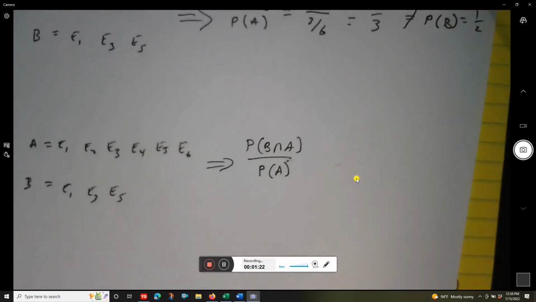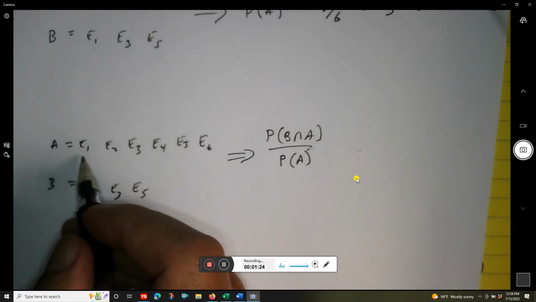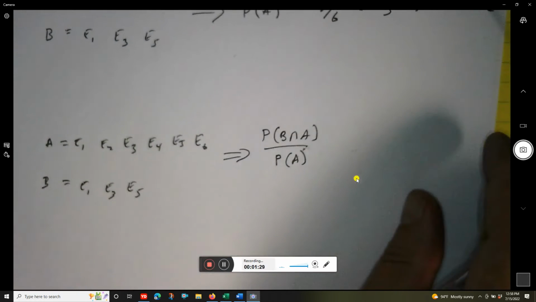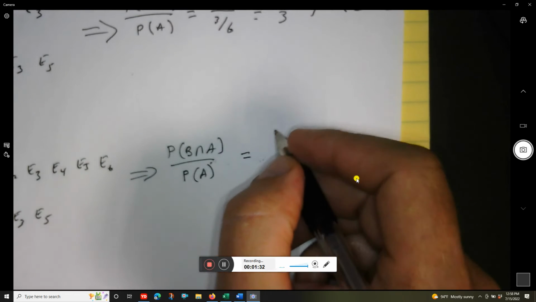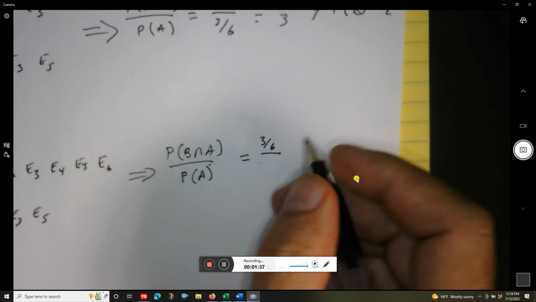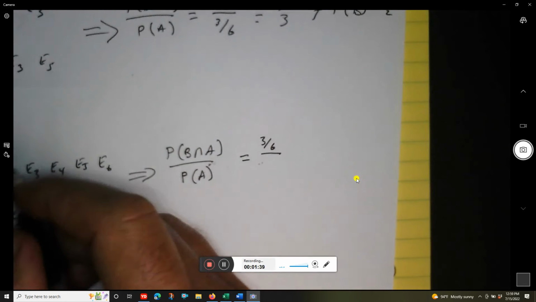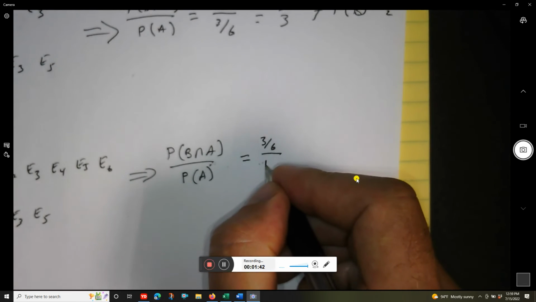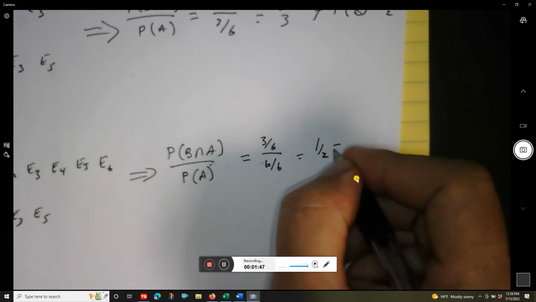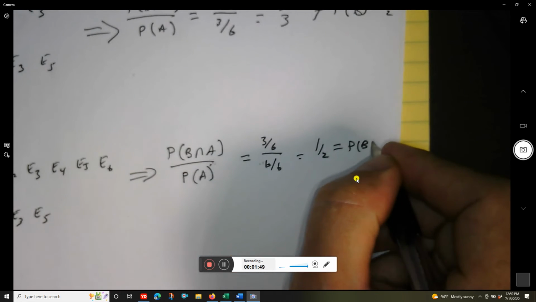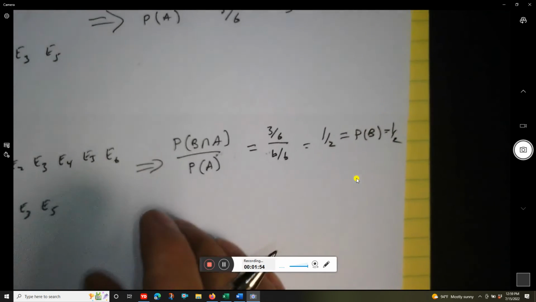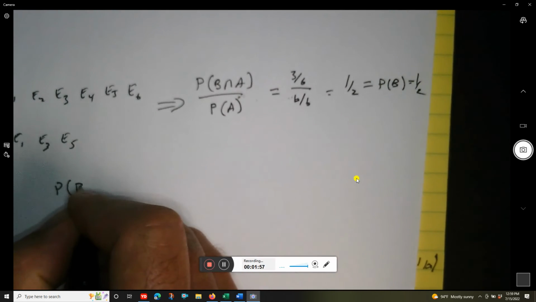Let's do another case. This time I'm going to let A equal all the numbers 1 through 6. Let B again be the odd numbers. Let's come in and do our math. The intersection again is 3 out of 6 this time. The probability of A is 100%, 6 out of 6. That's equal to 1/2. Okay. Now if you look at the probability of B, that's 1/2. So these two are equal.